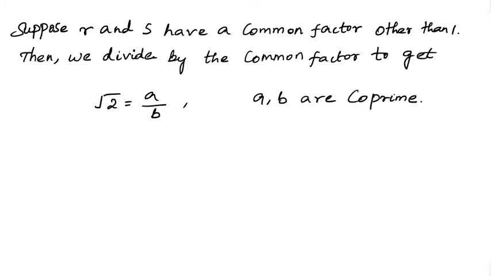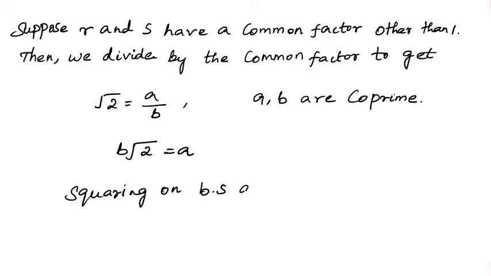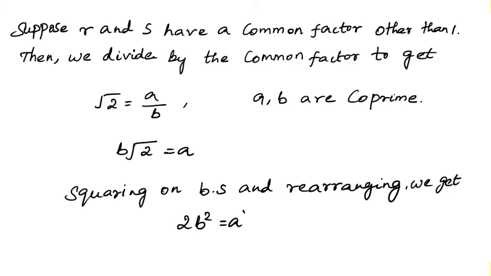So from here we get b into root 2 is equal to a, and then we'll square on both sides and rearrange it. So squaring on both sides and rearranging, we get 2b square is equal to a square.